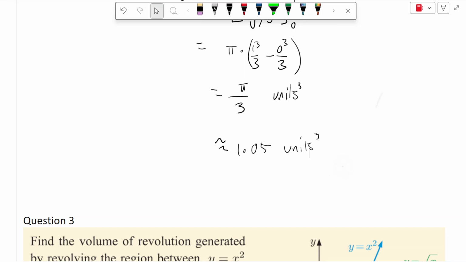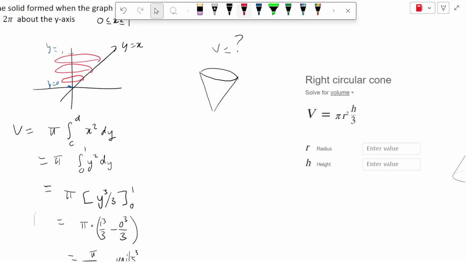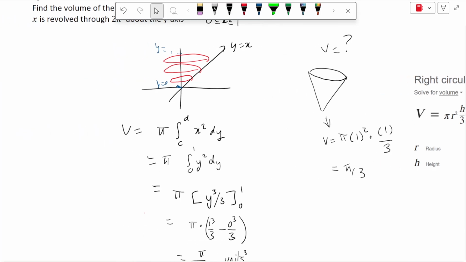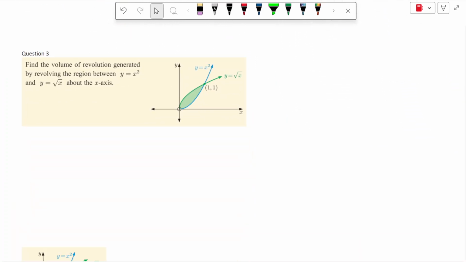Okay, cool. Now, how do you know that I'm not just completely lying to you? Well, there is a formula for the volume of a cone. So this is the formula here, pi r squared h over 3. So the volume would be pi, 1 squared, and h is 1 as well, all over 3. So that's pi over 3. So yeah, we get the same answer using the formula for the volume of a cone. You can actually prove this formula using volumes of revolution. So I'd encourage you to do that as an exercise.